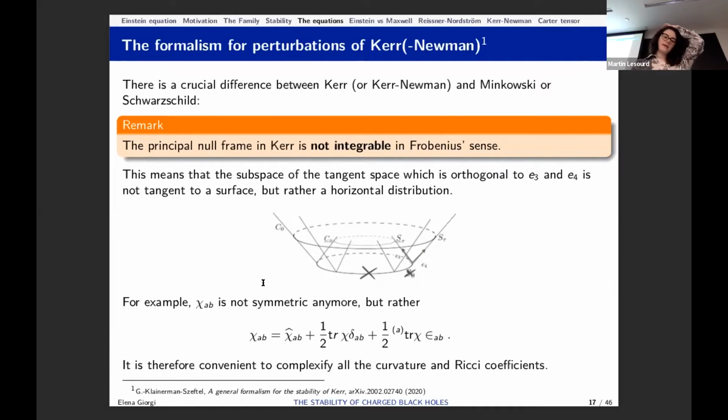And the way it can be decomposed, in addition to the traceless part and the trace part, there is also an antisymmetric part that is denoted in my work with Klainerman and Szeftel. This is denoted with an a-trace chi. So it's really the antisymmetric part, and it has the volume form of this horizontal field, this epsilon. And so because of the non-integrability of the null frame, we find it convenient to complexify our curvature and Ricci coefficients.